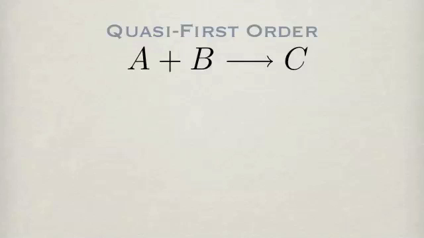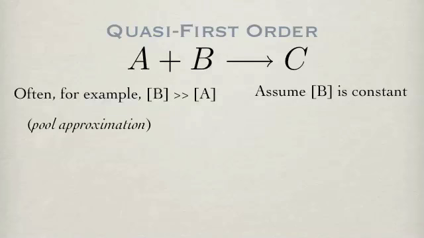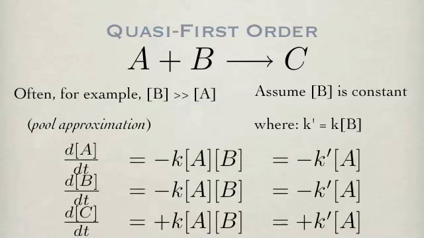In bimolecular reactions, sometimes one of the reactants, for example B, has a relatively large concentration. The consequence of this is that its total concentration does not change much. This is the pool approximation. This simplifies the second order equation to a quasi-first order equation.